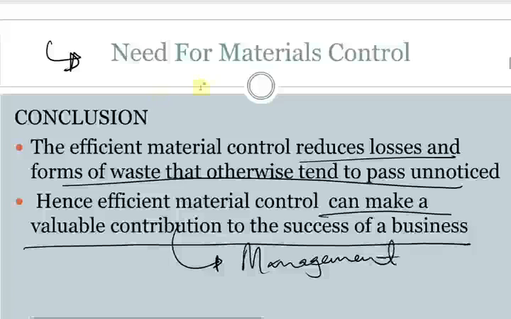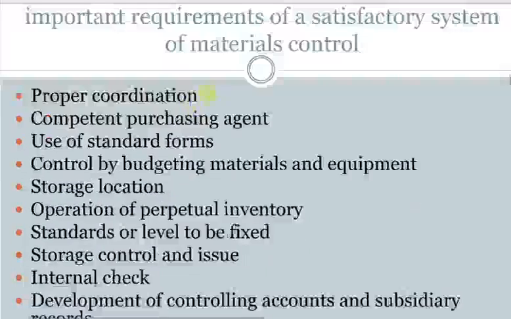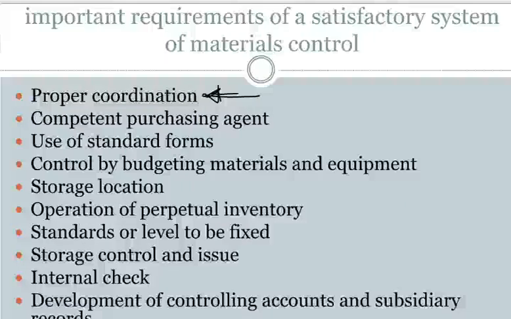So let us look at important requirements of a satisfactory system of material control. What are the requirements that should be there for a satisfactory material control to exist? The first thing is proper coordination. Is there any good communication between you and your supplier? That's the coordination that we are talking about. There needs to be good coordination. Whenever our inventory is going wrong, we have to communicate with the supplier. That coordination will enhance good material control.